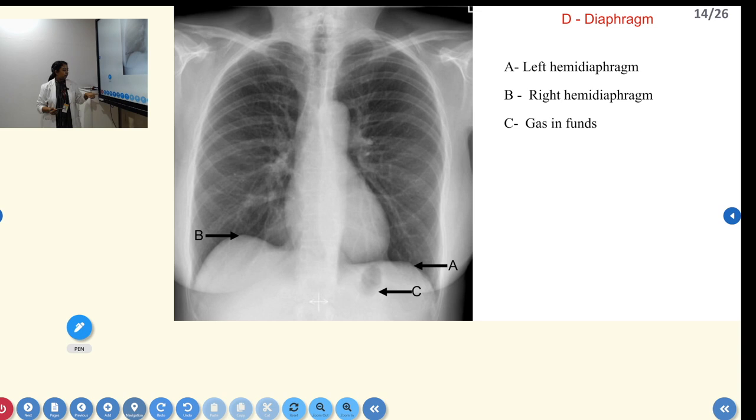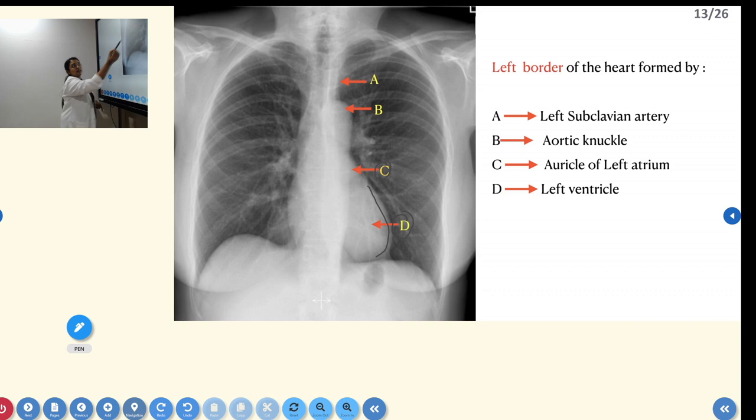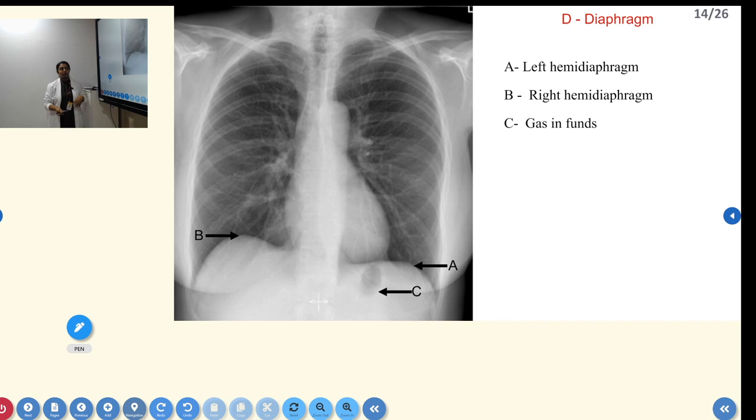Next, one more thing to note in this x-ray of the heart is the aortic knuckle. What is the aortic knuckle? The aortic knuckle is nothing but the shadow of the arch of the aorta beyond the mediastinum. That is called the aortic knuckle. Now, moving on, D. So next is D. D stands for diaphragm. As you can see here, this is the right dome of the diaphragm. This is the left dome of the diaphragm.